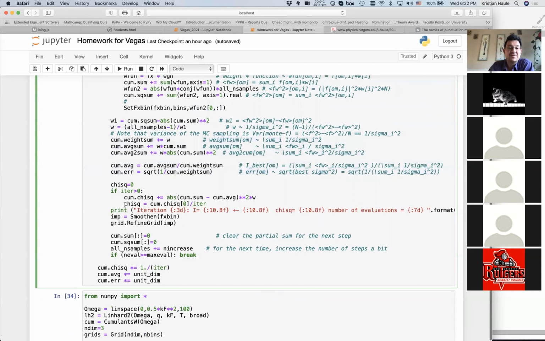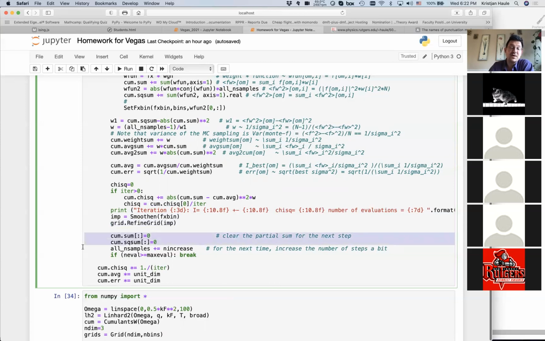The equations look the same, but everything is now an array in frequency. I think that the only difference is that when I print the chi-square, I take chi-square of 0, because when we print out, we don't want to print the entire chi-square for every frequency, we just print chi-square for frequency 0. Okay, so that's the only difference. We smoothen the function exactly the same way. We redefine the grid in exactly the same way as before.